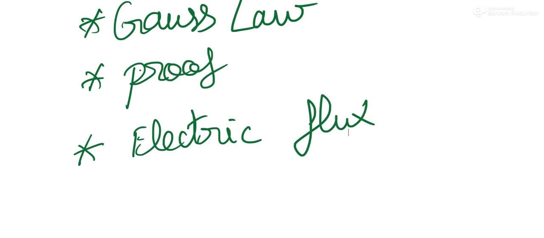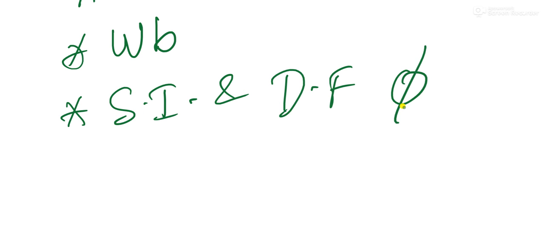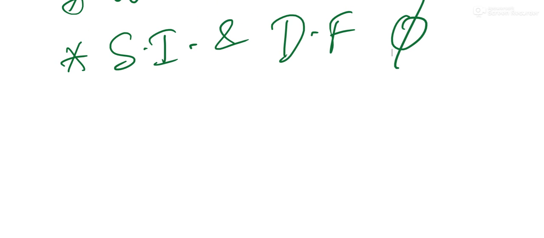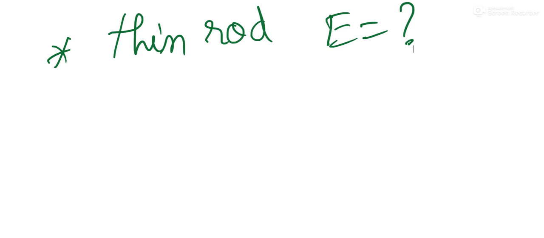Fourth point, what is Weber. The next point, SI unit and dimensional formula for flux. Then we are going to see applications of Gauss law. There are three applications of Gauss law we are going to see. The first application is a thin rod, a positively charged rod. We are going to see what is the electric field due to the thin positive charged rod. Thin wire also we can take.